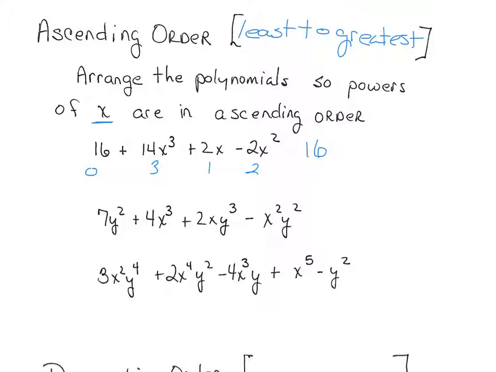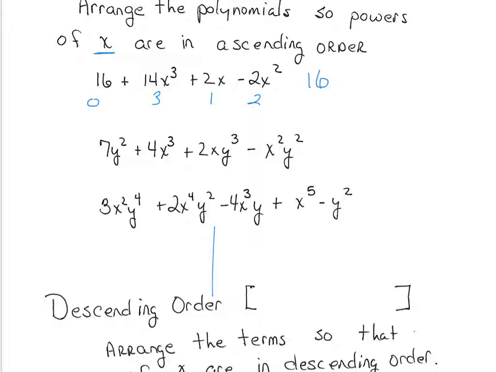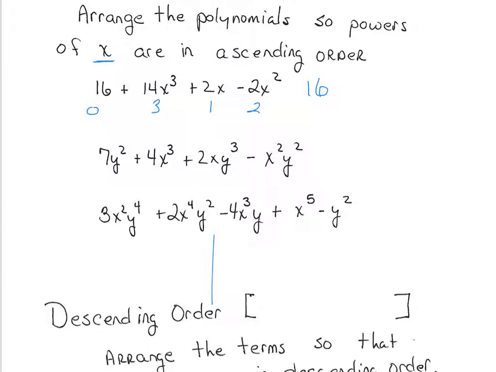Okay, let me pause this. Arrange the polynomials so powers of x are in ascending order. So you're going to have 16, now it's 2x plus 2x, minus 2x cubed, minus 2x squared plus 14x cubed. See, we're going from 0, 1, 2, 3.